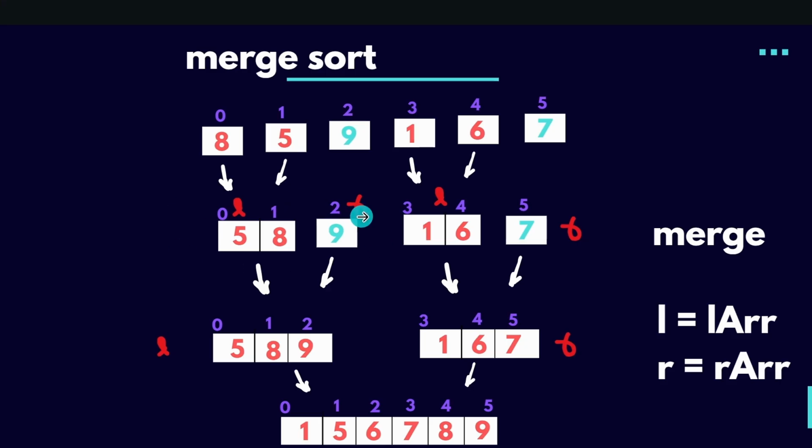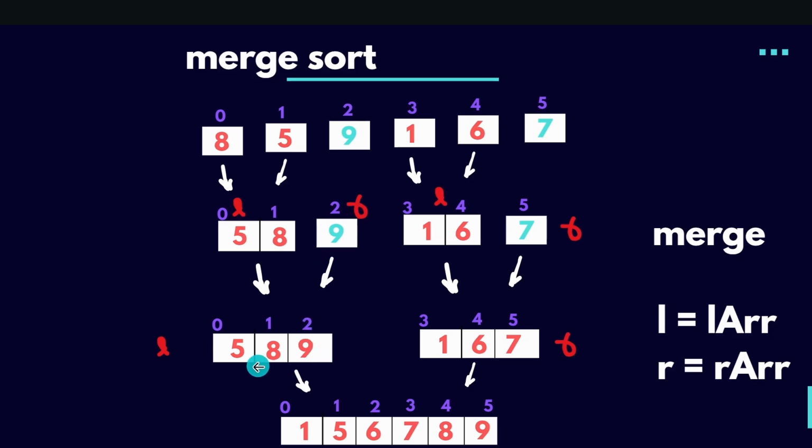So first of all, if you are merging these two into these two, you are comparing i and j, L of i, R of j. So L of i is 5, R of j is 9. L of i is small, place it here. Now L of i is incremented here. So in the if case only we are here. L of i is 8, R of j is 9. As L of i is small, place it here, and R of j, the final remaining thing, copy all the stuff here and increment the k value.